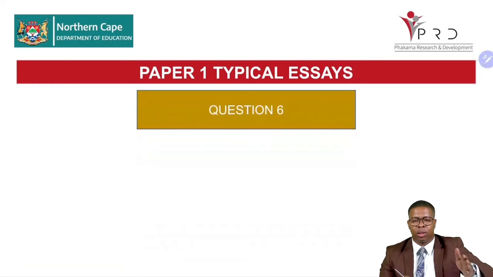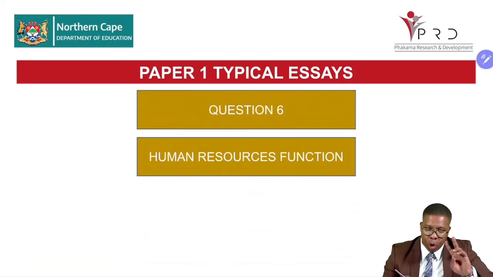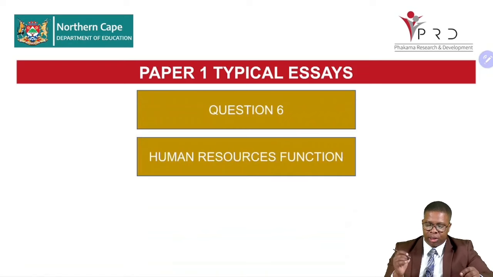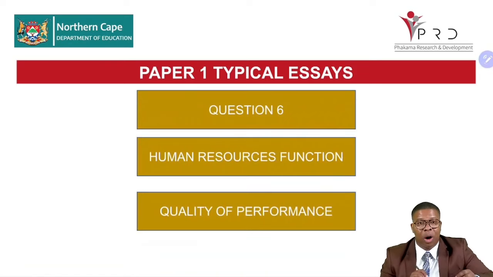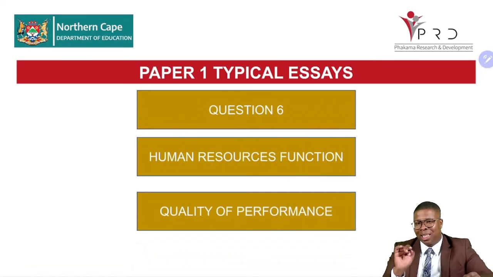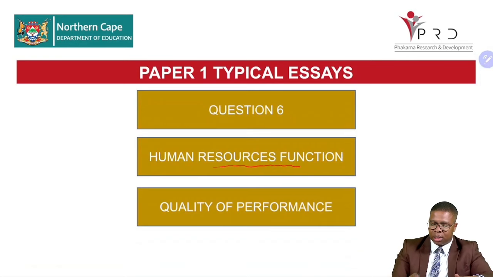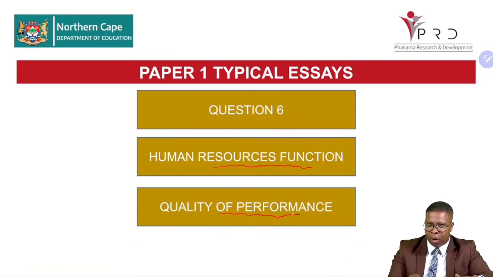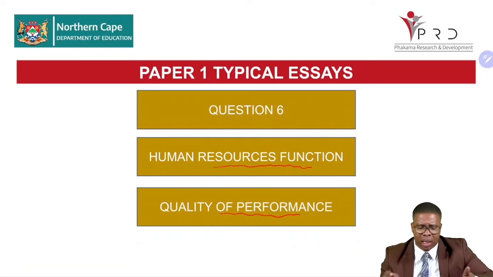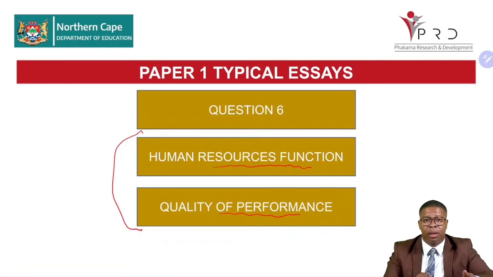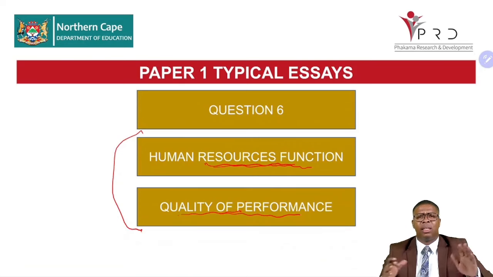When we talk of business operations, you should know that we have only 2 subtopics under business operations. This is your human resource function and your quality of performance. What does this mean, or what does it tell you? It tells you that an essay can either be human resource function or quality of performance. And what is the strategy? Study both, so that if an essay is quality of performance, you get the marks. If an essay is human resource function, you get the marks. So that is the strategy.